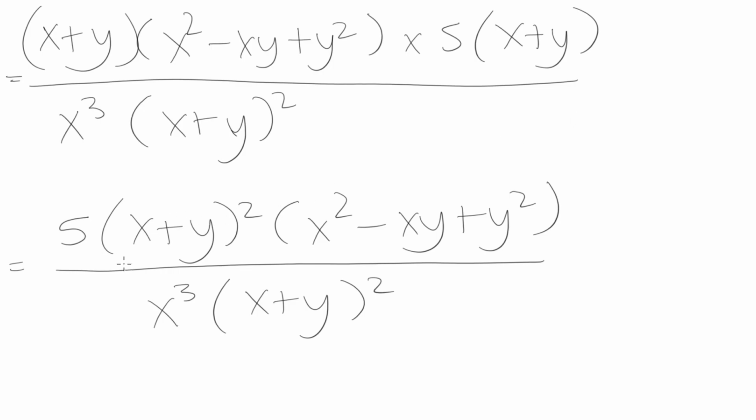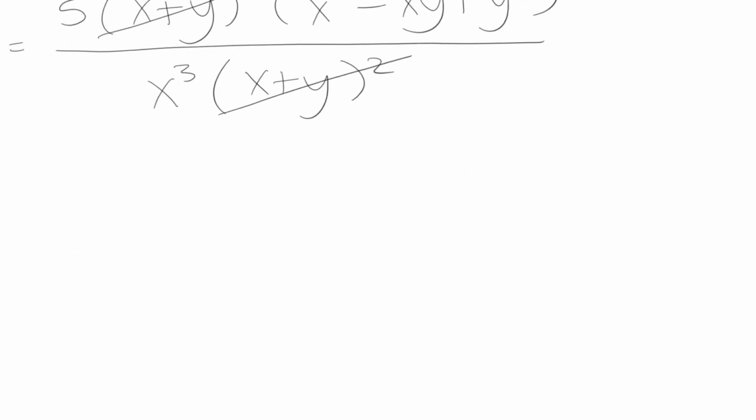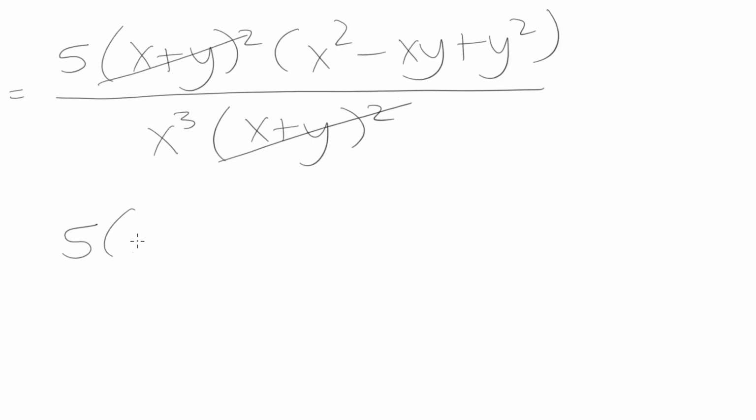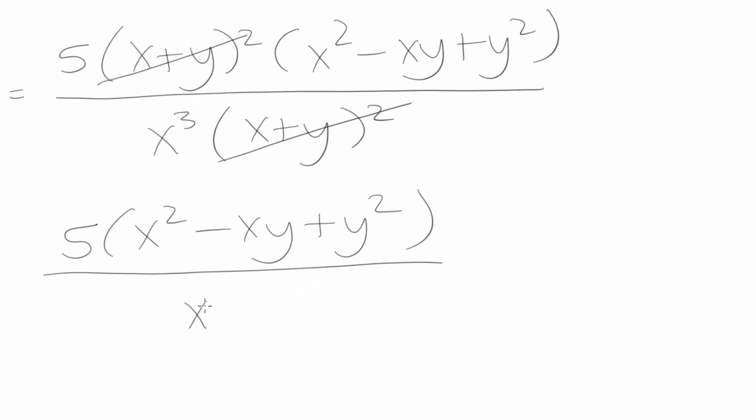And now we can see that we have common terms in the numerator and denominator that we can cancel out. So we have an x plus y squared on the numerator and denominator that'll cancel out. And we are going to be left with 5 times x squared minus xy plus y squared divided by x cubed. And that is our final answer.